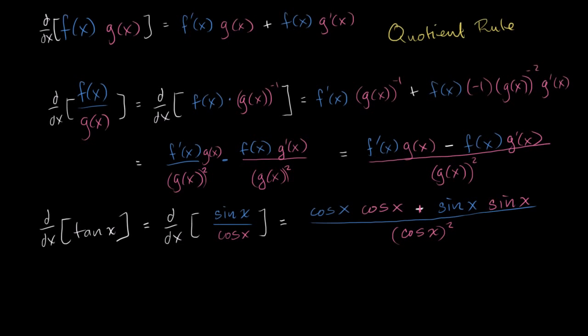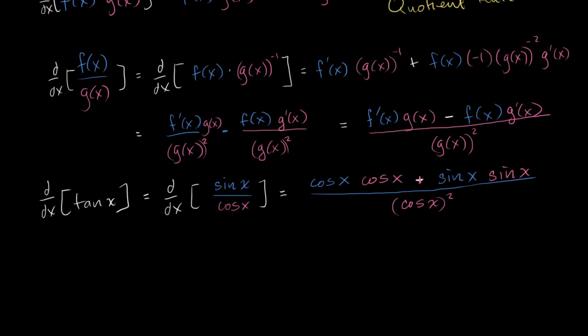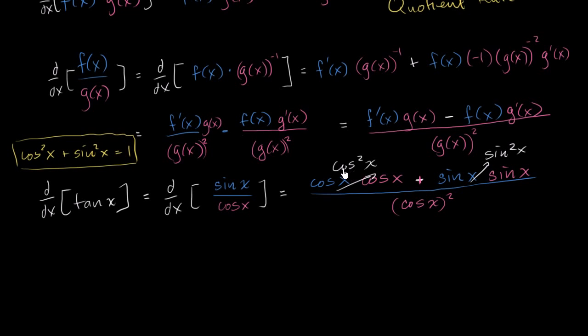Now, what does this simplify to? Well, in the numerator right over here, we have cosine of x times cosine of x. So all of this simplifies to cosine squared of x. And sine of x times sine of x, that's just sine squared of x. And what's cosine squared of x plus sine squared of x? This is one of the most basic trigonometric identities. It comes straight out of the unit circle definition of trig functions. Cosine squared of x plus sine squared of x is equal to 1. Which simplifies things quite nicely. So all of this entire numerator is equal to 1.